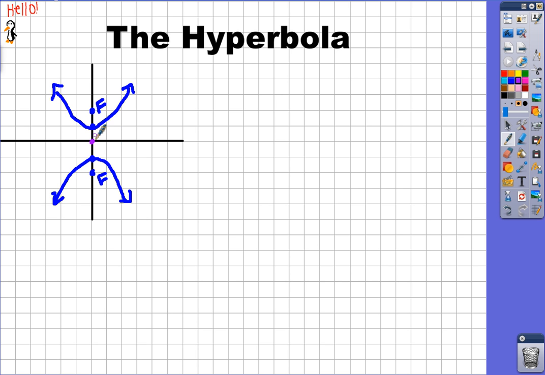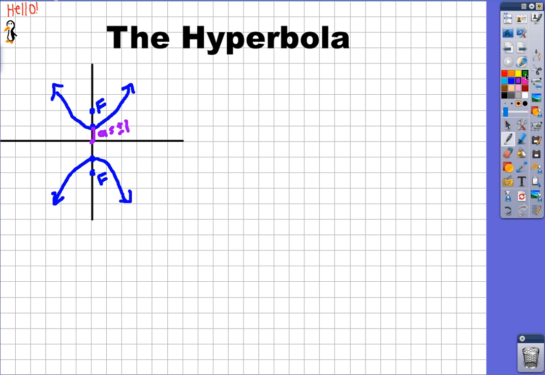So as we recall earlier, we know that the distance from the center to the vertex is the amount A. That's our transverse axis. So A is equal to plus and minus 1 in this case. Plus 1 that way, minus 1 that way.